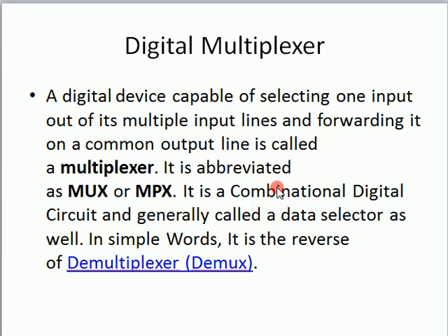Basically it is a combinational digital circuit, and it is also known as the data selector. Why is it known as the data selector? Because the output of a digital multiplexer doesn't depend upon the input lines, basically it depends upon the selector lines. That's why it is also known as the data selector. Further we will see why it depends on the selector lines.